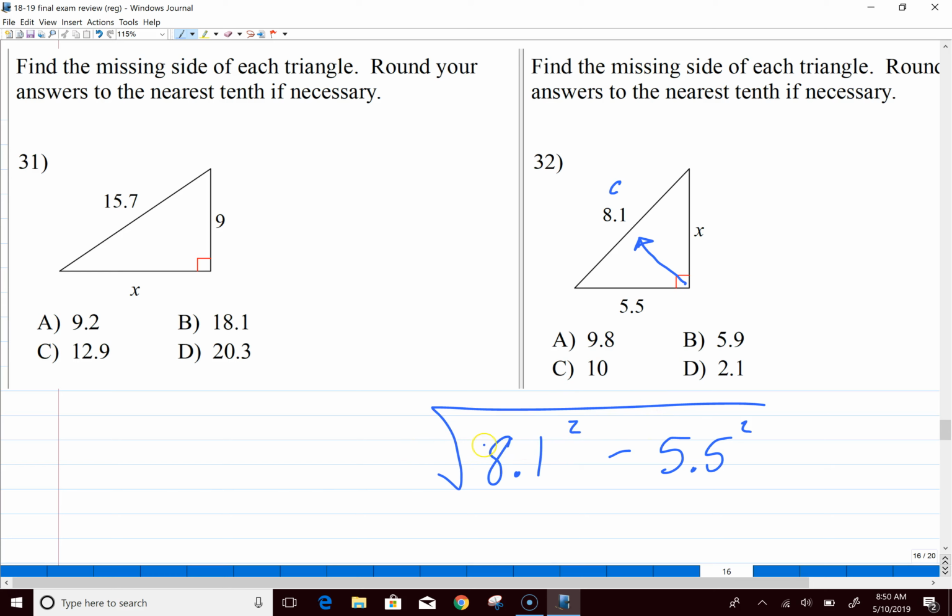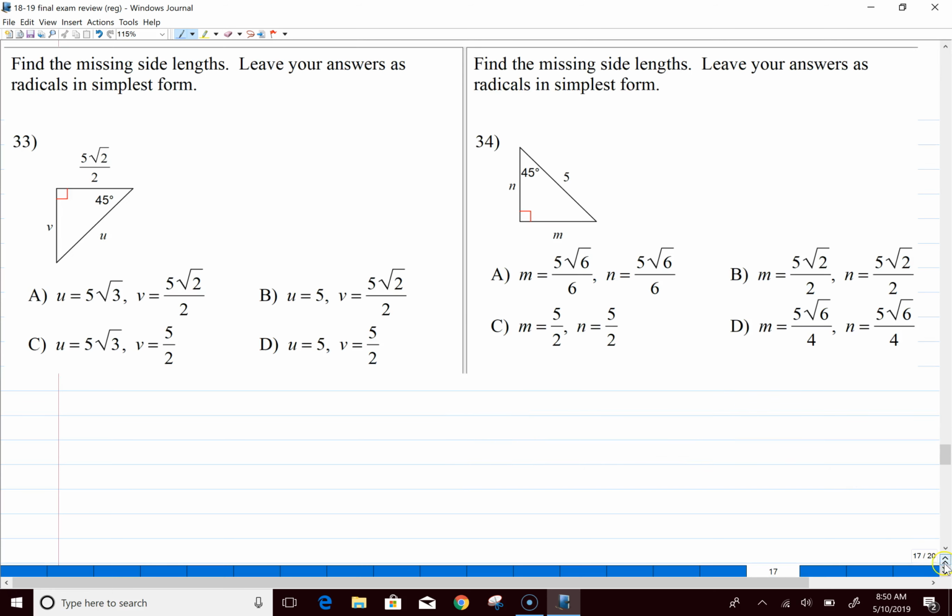So the square root of 8.1 squared minus 5.5 squared. It's 5.94, so here we go. Look at all these answers, they just look ugly.